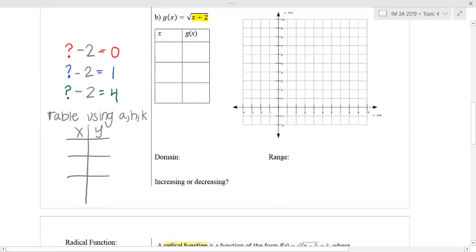So I'm thinking about what number minus 2 is going to make 0. And so that number is positive 2. And so if I plug positive 2 in, the square root of 2 minus 2 is 0. Okay, so that means that when x is 2, the y is 0.